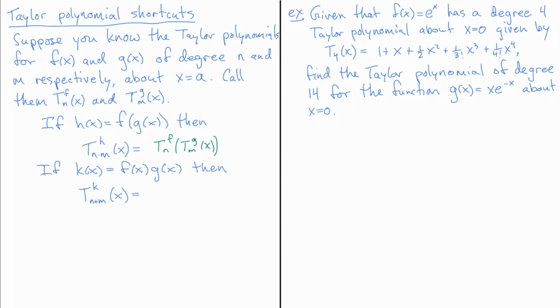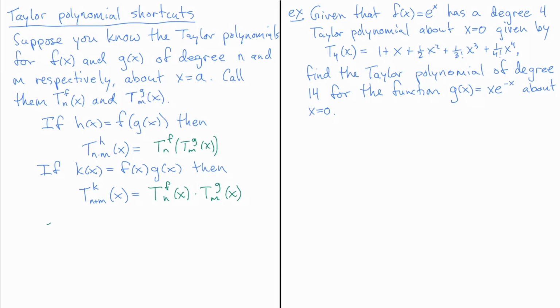Okay, and then there's a similar thing that you can do for products of functions. So if we take the product of f and g to make a new function k, then the Taylor polynomial of the function k will have degree n plus m, because we take a product of a polynomial of degree n and one of degree m, and the highest power on that will be the x to the n times x to the m product, which will have degree n plus m. And so what we do for calculating the Taylor polynomial is we take the Taylor polynomial of f and we multiply it by the Taylor polynomial of g. So those are just quick shortcuts.